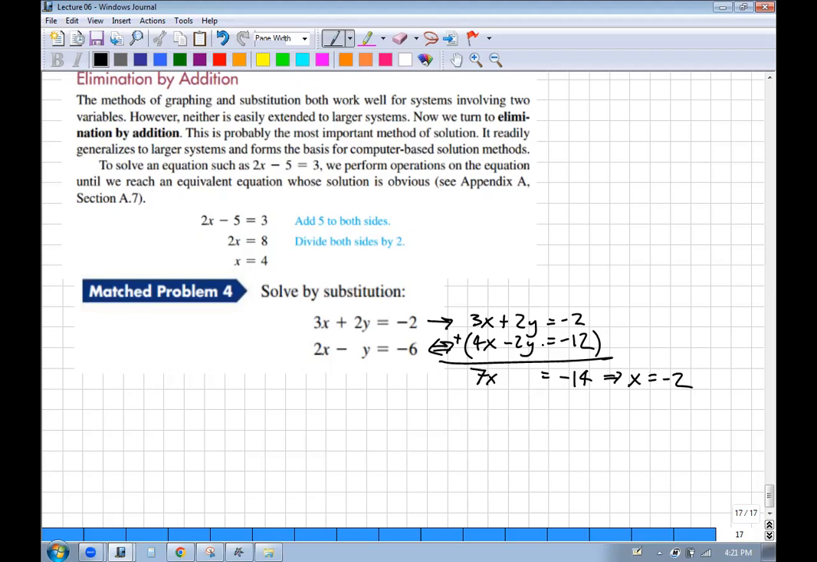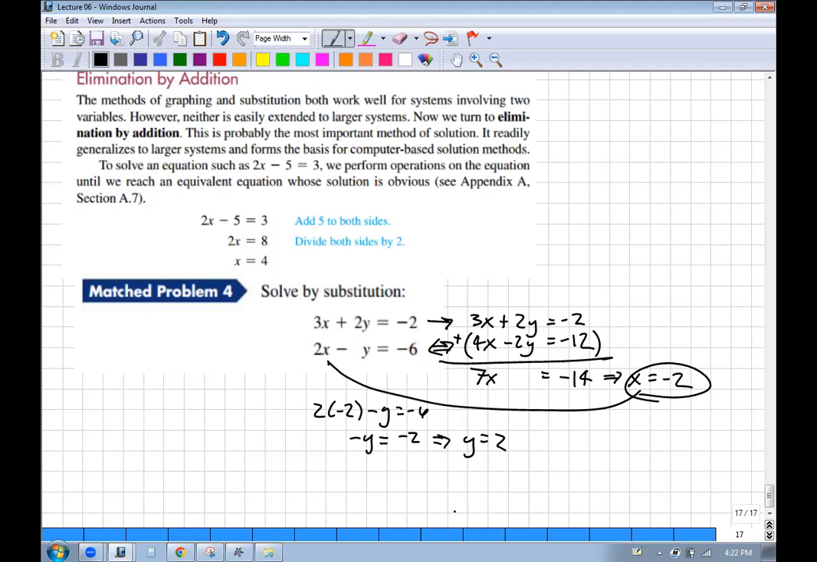Okay, so it's a different method. We're still getting a new equation by combining the old two, right? But instead of substituting, we're adding these two equations together to get a new equation. And of course, once you have your x, plug it into either one of these equations and you can get your y, right? If I plug this in here, I got 2 times minus 2 minus y equals minus 6. Or if I add 4 to both sides, I see that y equals 2. Okay, so that's elimination by addition, right? I added these two equations together to eliminate, in this case, the y value, okay?